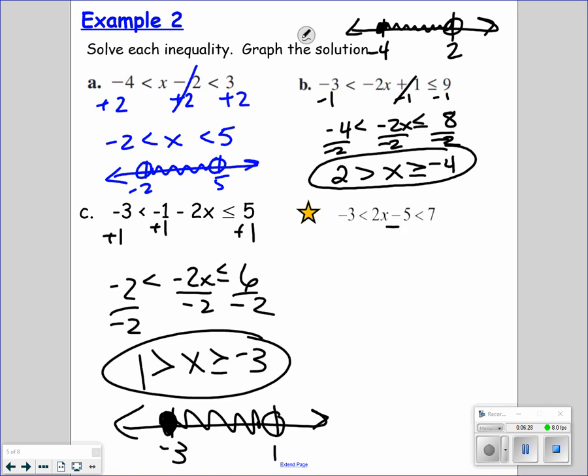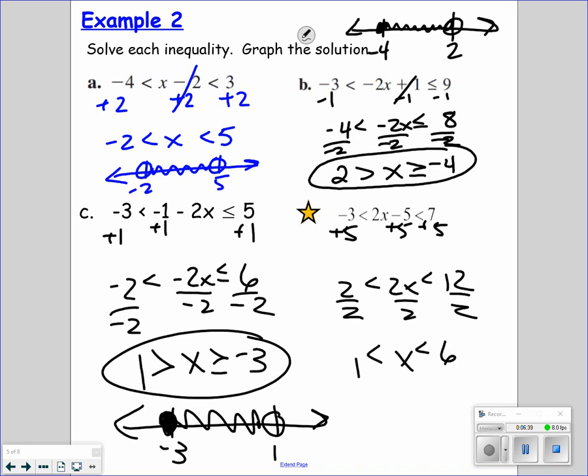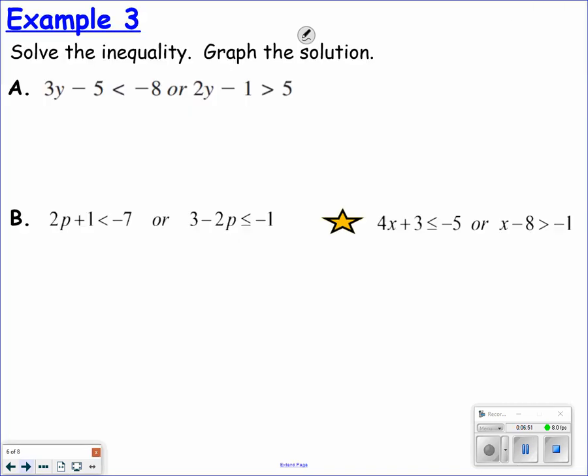And welcome back. I'm going to add 5 to everything and divide by 2. Notice that I did not change the inequality symbol because I divided by a +2. So the graph, 1, 6, open circles for both, and shaded in between. So and is much more complicated actually than or. If you have an or situation, you literally are solving these separate. The or is merely going to be in the answer.